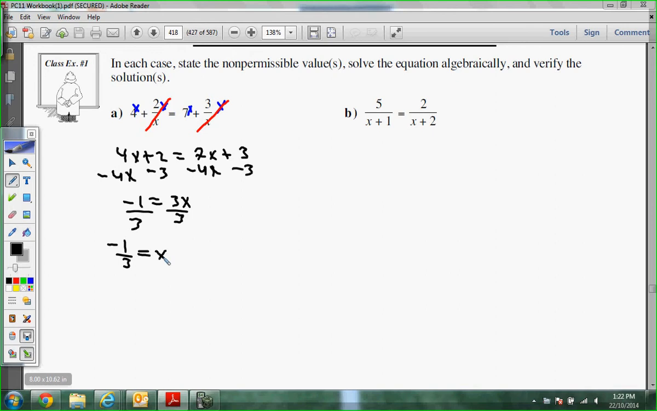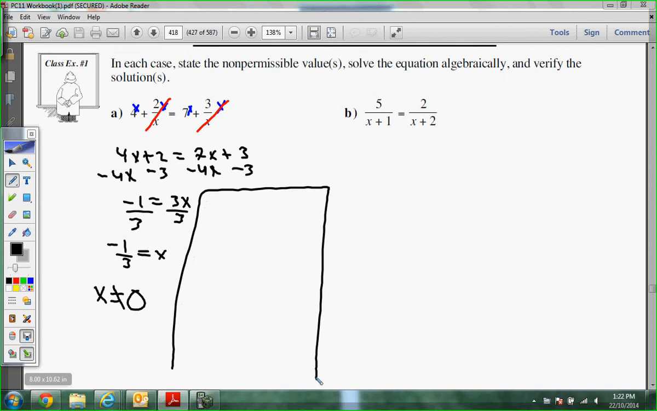From the beginning, what is my non-permissible value? What can x not be from the very beginning? 0, right? If x is 0, it's not working. Good. So 0 is my non-permissible. Okay, and we'll verify them together. Let's solve them first, and then we'll verify them together. So I'll save this for verify for this guy.